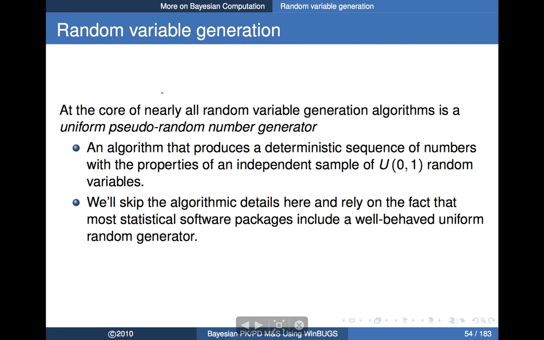And I guess the starting point here is to mention that at the core of almost all random variable generation algorithms is going to be a uniform pseudo-random number generator. In other words, this is an algorithm that produces a deterministic sequence of numbers. They're not truly random. It's a deterministic sequence of numbers that have the properties of an independent sample of uniform 0-1 random variables, so they mimic random samples.